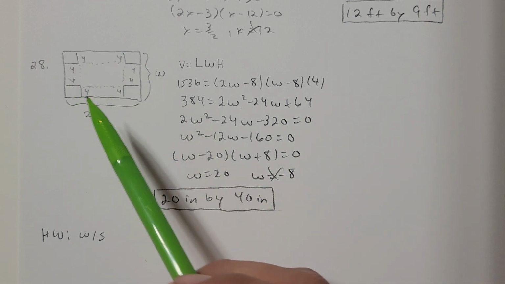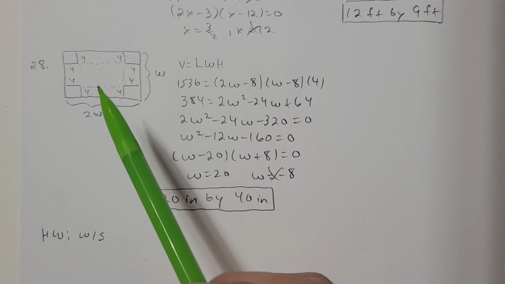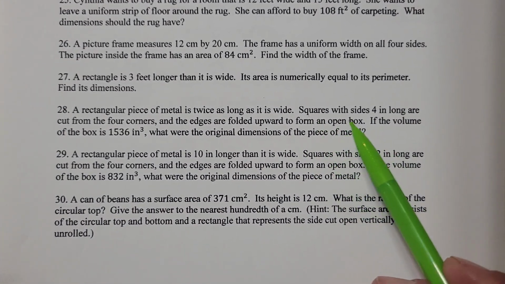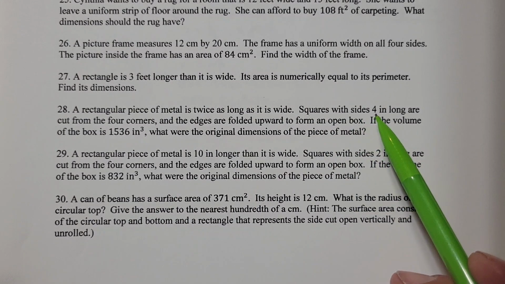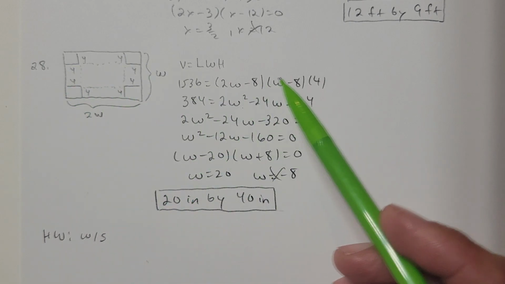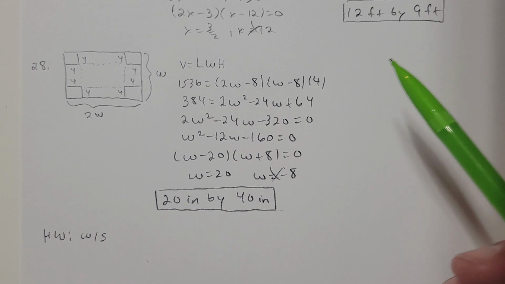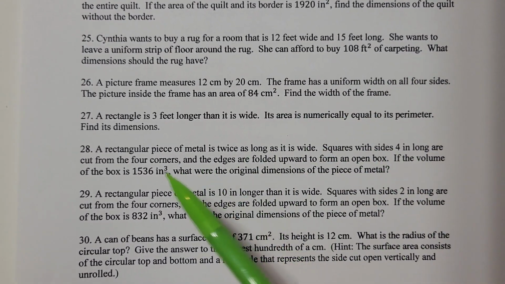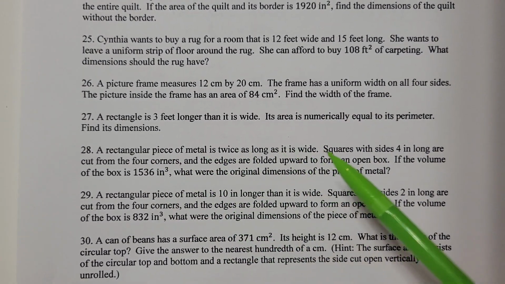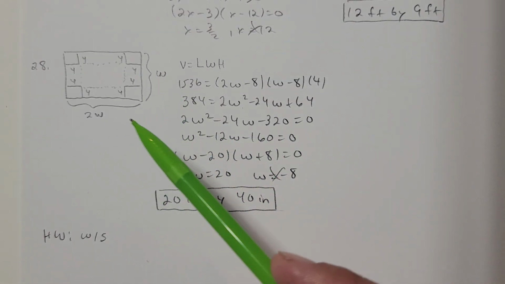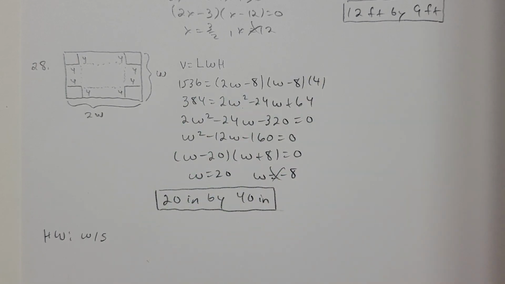Okay, so let's see. I've got this rectangular piece of metal, and I'm going to cut out the 4 corners there. They said that we're removing the 4 corners, which are squares. Each side of the square measures 4 inches. So I have 4 inches on all 4 of these squares here. And then also the dimensions of the metal. It says that a rectangular piece of metal is twice as long as it is wide. Well, if I call the width W, then the length would be twice that. So the length would be 2W.